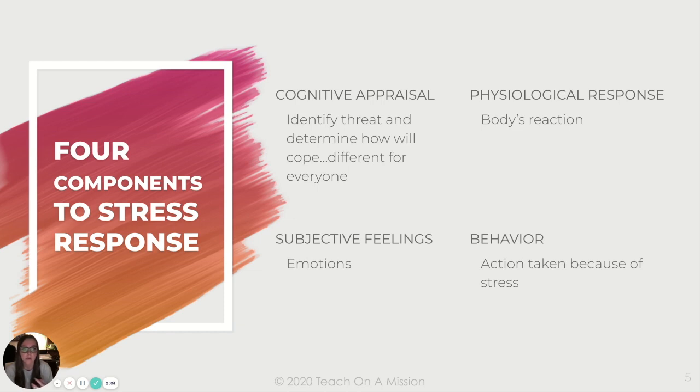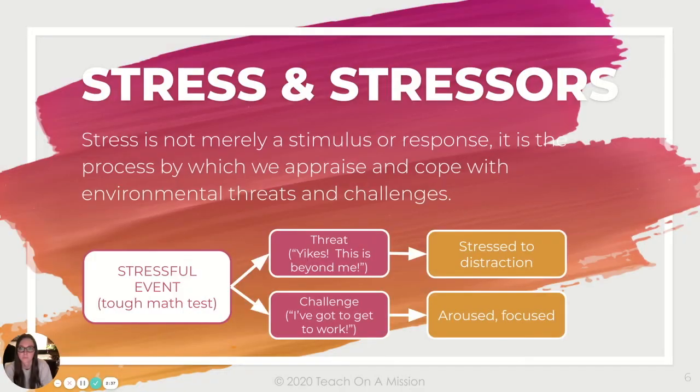Physiological response, this is the body's reaction. So what is your body actually doing? Are you having shortness of breath? Are you perspiring? Is your heart rate increasing? Are you shaking? It's whatever you're physiologically doing. And then the subjective feelings, the emotions involved. Some people have different emotions when stressed. And then there is usually a behavior and action that takes place because of stress. Maybe that's overeating, maybe that's not eating, maybe that's crying, maybe that's yelling, whatever it might be.